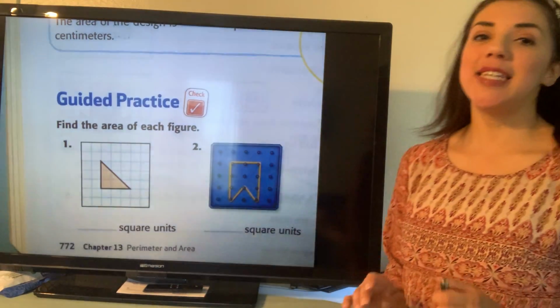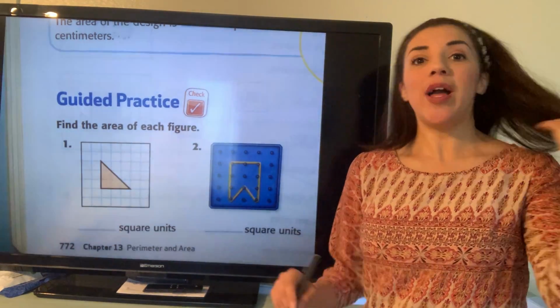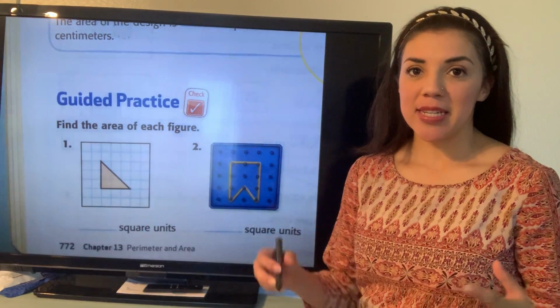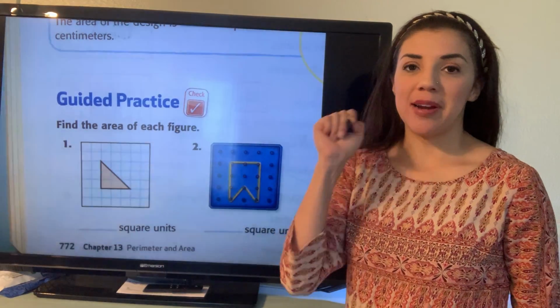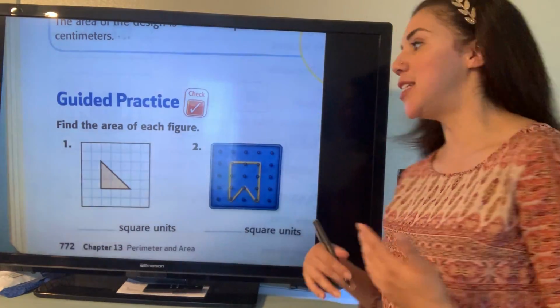Okay, let's go ahead and go down to guided practice. It says to find the area of each figure. What helps me with the area is, as you've seen me doing, writing the number inside of each whole square. That just helps me, and I think it'll help you stay organized.